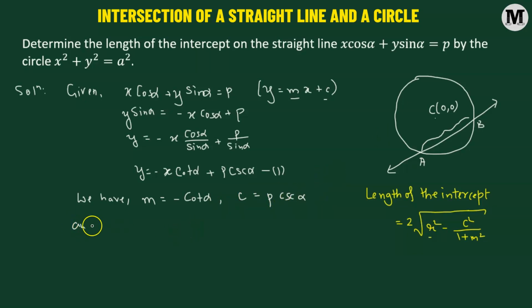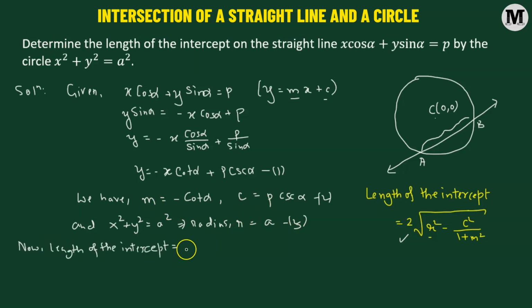And we have the equation of the circle x squared plus y squared equals a squared, which implies that the radius of this circle r is a. Okay, now let's do one thing. Let's use the values obtained: the slope, the y-intercept, as well as the radius, and substitute them into the length of the intercept formula.